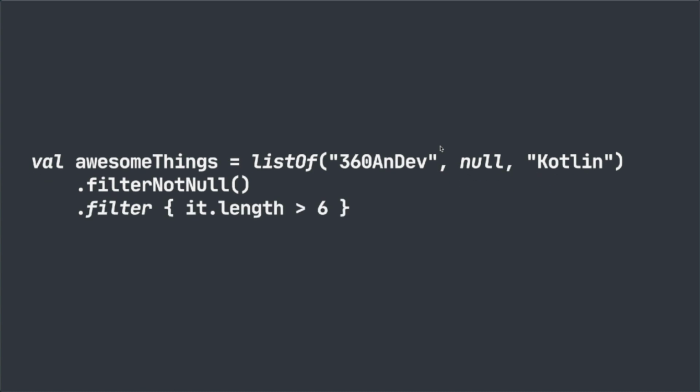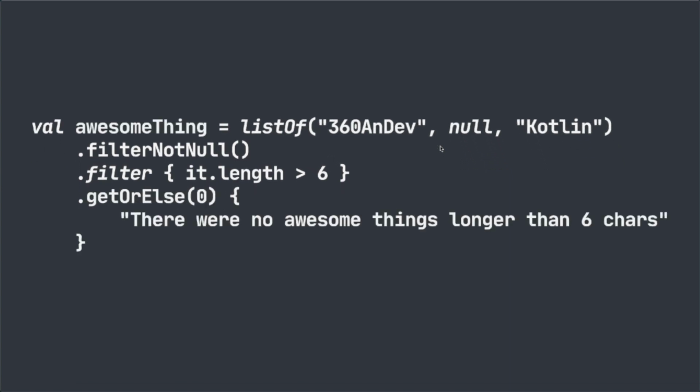Now maybe we want to filter out any strings that have fewer characters than 6. So in this case, that might filter out the Kotlin string. Now let's say that instead of returning this filtered list, we want to actually get a specific element. So in this case, I'll use the getOrElse function to grab the first item out of this filtered list, or return this default string saying that there were no elements matching our criteria. So now at this point, we would be returning 360 and dev as the only string from this operation.